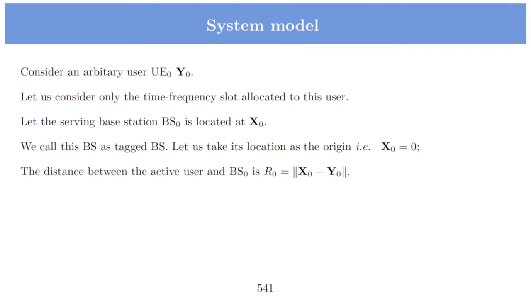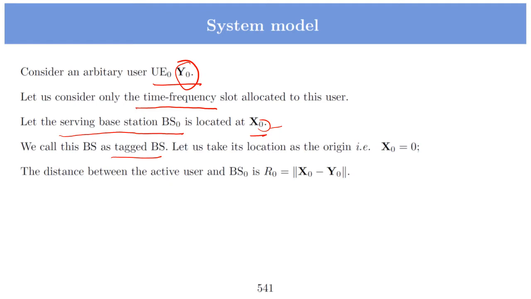Now, as we said, we will consider an arbitrary user at Y0, and this user will be associated with one time frequency slot. So we will only consider this time frequency slot, because all the users which are transmitting in this frequency slot, only they will be interfering with the selected user Y0. So let's assume the serving base station is located at x0. This 0 index is arbitrary and we select it for the considered user and the associated base station. We'll call this the tagged base station.